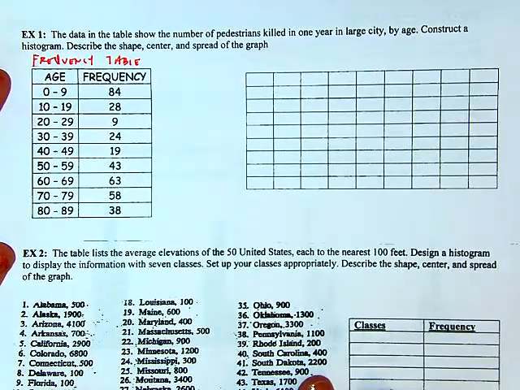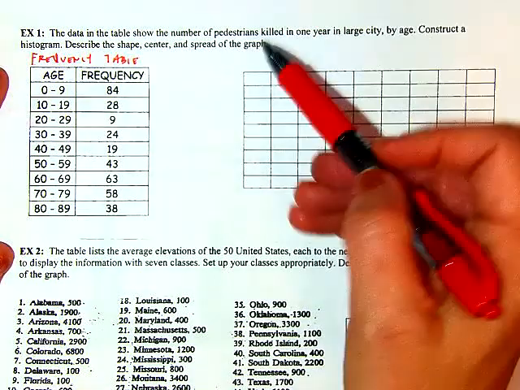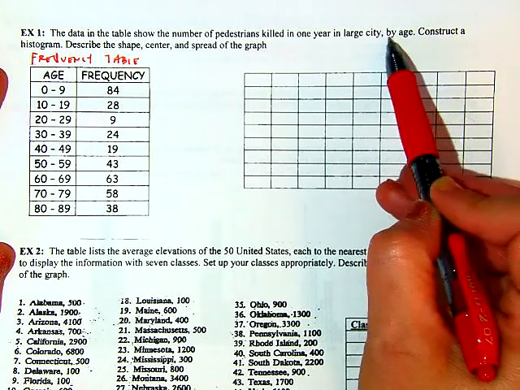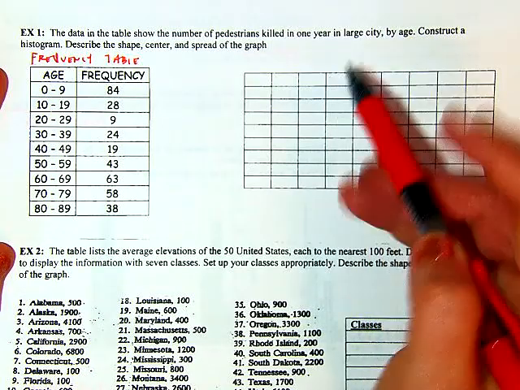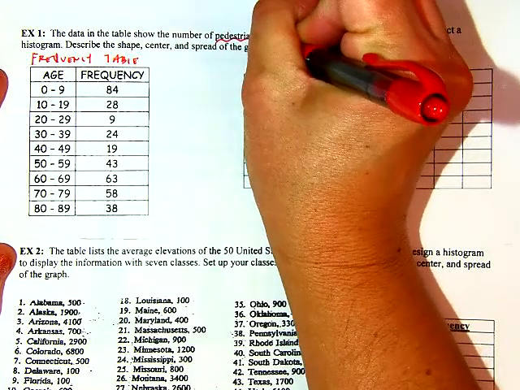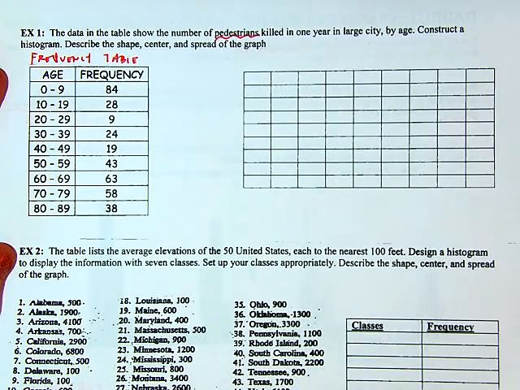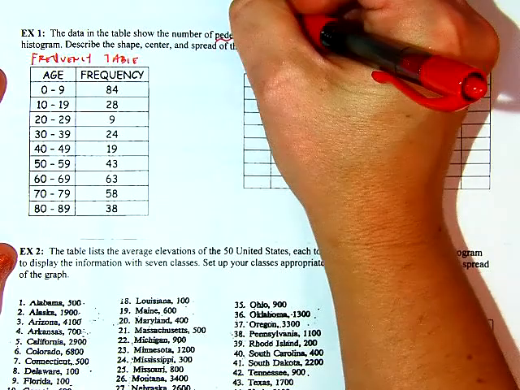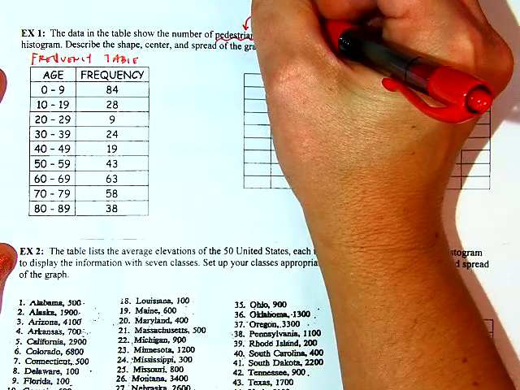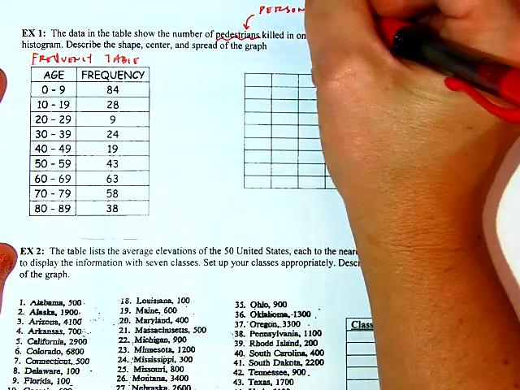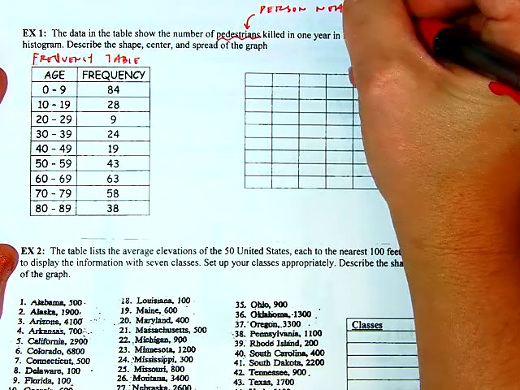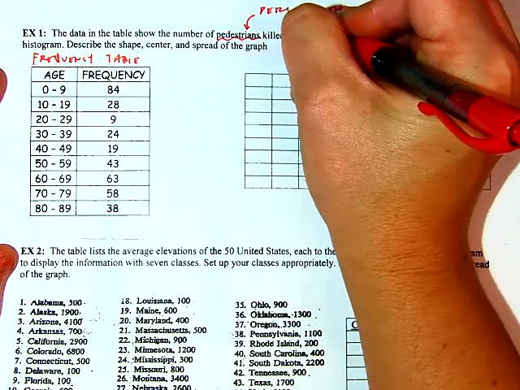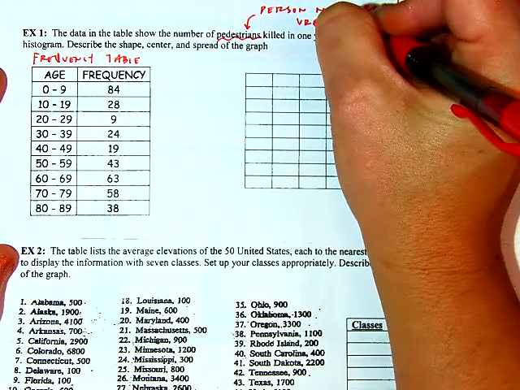The data in the table show the number of pedestrians that are killed in a single year in a large city by age. So pedestrians, that means just a person who's near a road or some sort of urban area. Let me define that for you. So here, a person near a road or other urban area. That is a pedestrian.